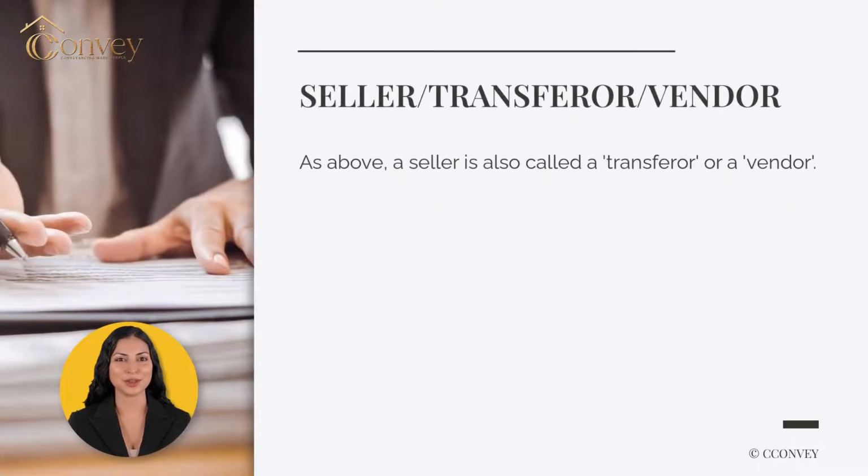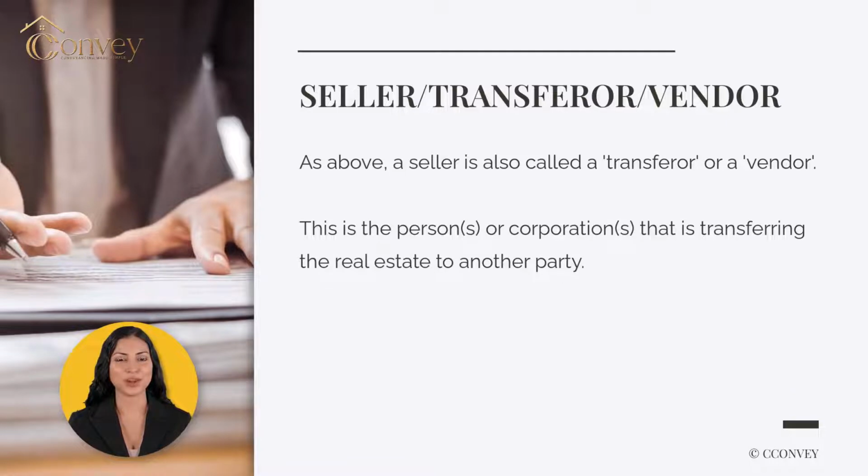The seller is also called a transferor or vendor. This is the person or corporation that is transferring the real estate to another party. A good memory hook is to remember the O for owner is used in the words vendor and transferor.